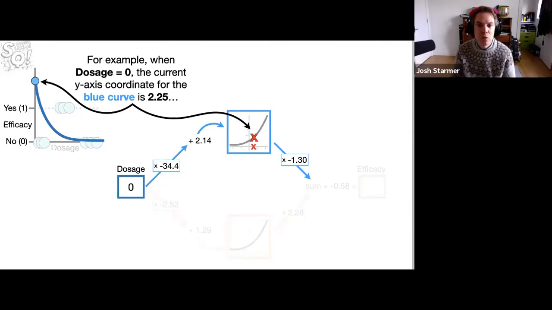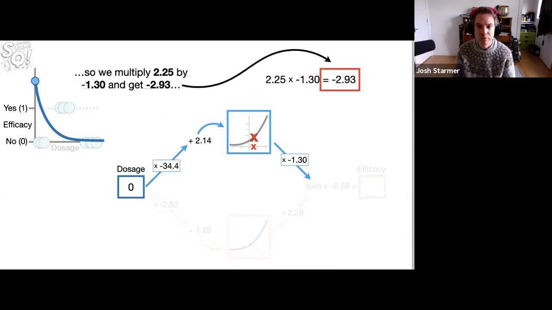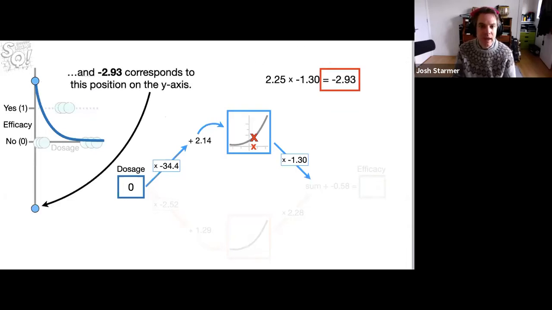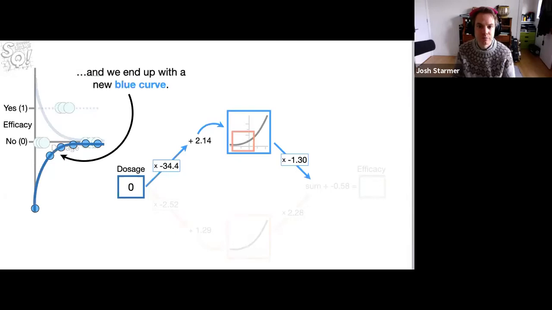For example, when dosage equals 0, the current y-axis coordinate for the blue curve is 2.25. So we multiply 2.25 by negative 1.3 and get negative 2.93. And negative 2.93 corresponds to this position on the y-axis. Likewise, we multiply all of the other y-axis coordinates on the blue curve by negative 1.3, and we end up with a new blue curve.